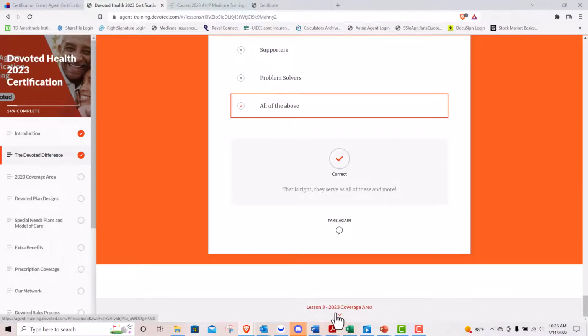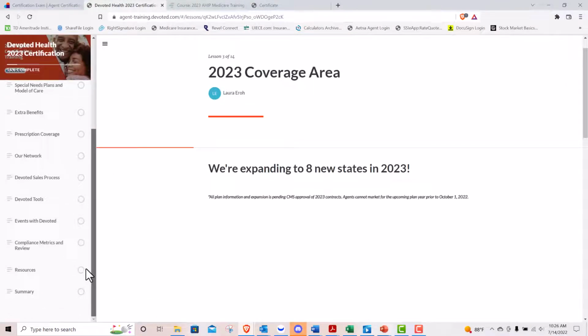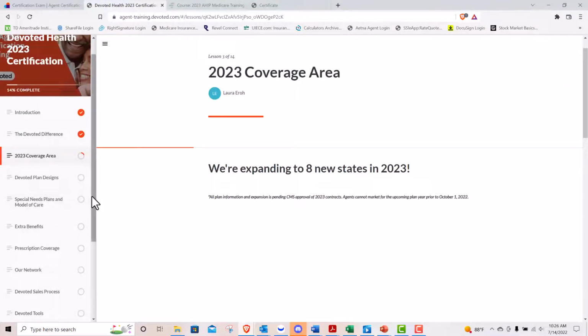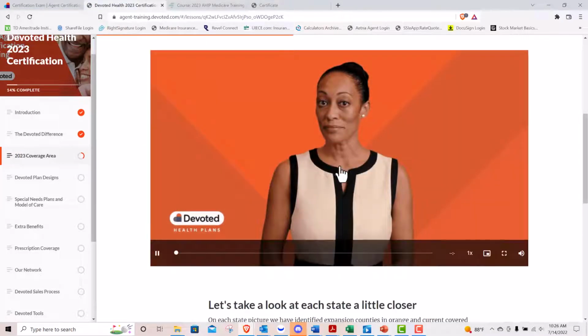Alright, lesson 3. Coverage area. We got a lot to go, guys. So, if you want to stay with me, but you don't have to. 8 new states. I believe Hawaii is one of them, so let's go take a look.